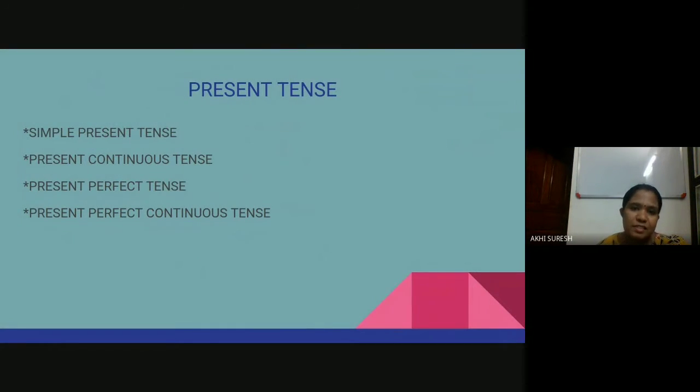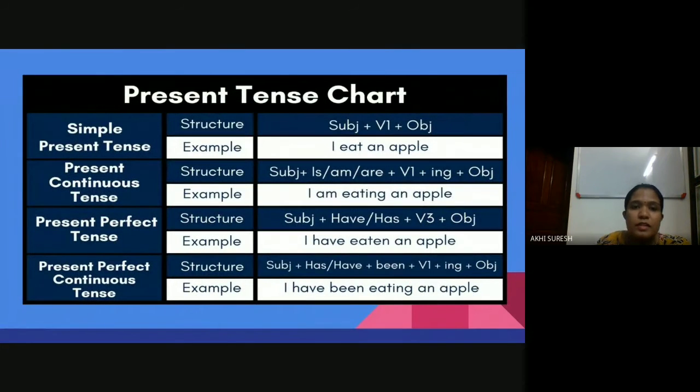In present tense, there are four different divisions. The first one is simple present tense, the second is present continuous tense, the third is present perfect tense, and the fourth is present perfect continuous tense. Next, we can see some examples for all these four present tenses. So the first one, simple present tense.